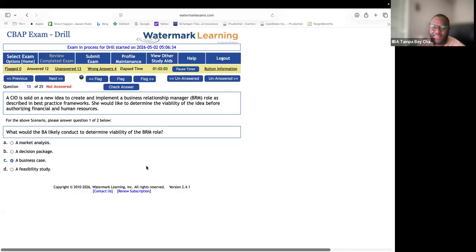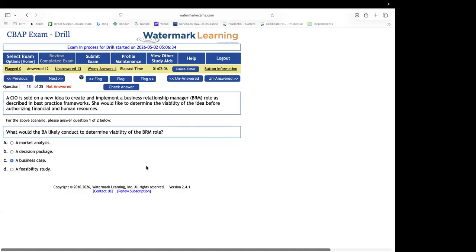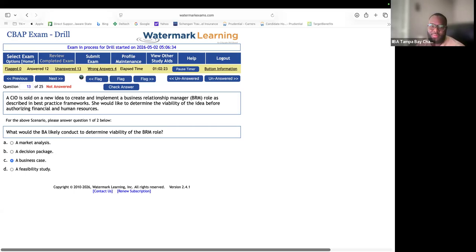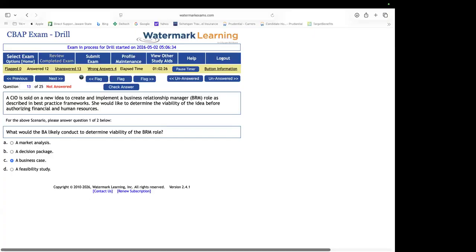The techniques from BABOK are market analysis, business case, and feasibility study. Market analysis we can eliminate. I am a little bit divided between business case or feasibility study. I would go with feasibility study.